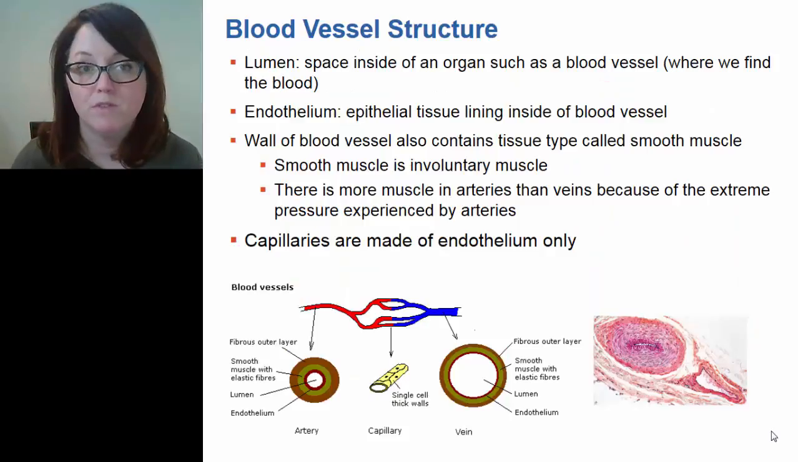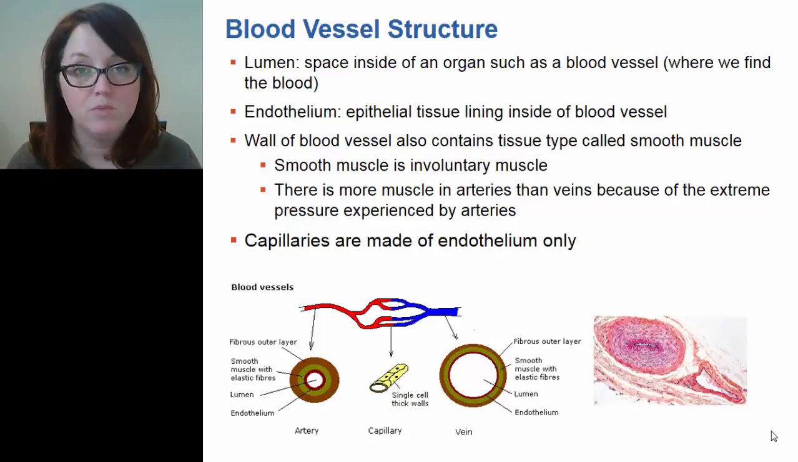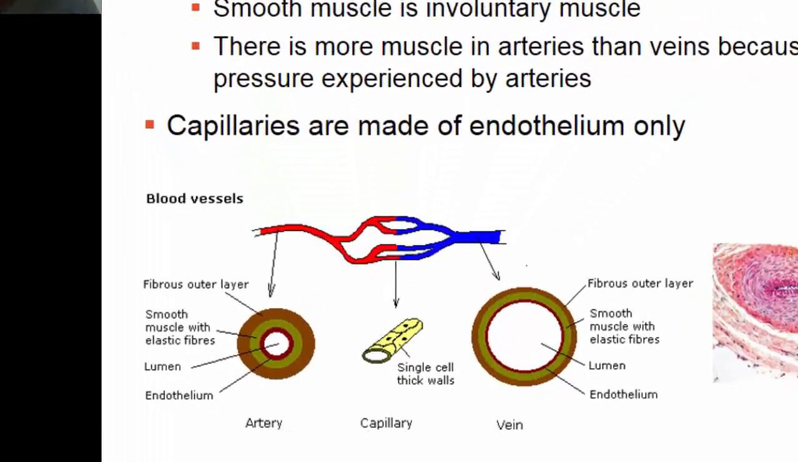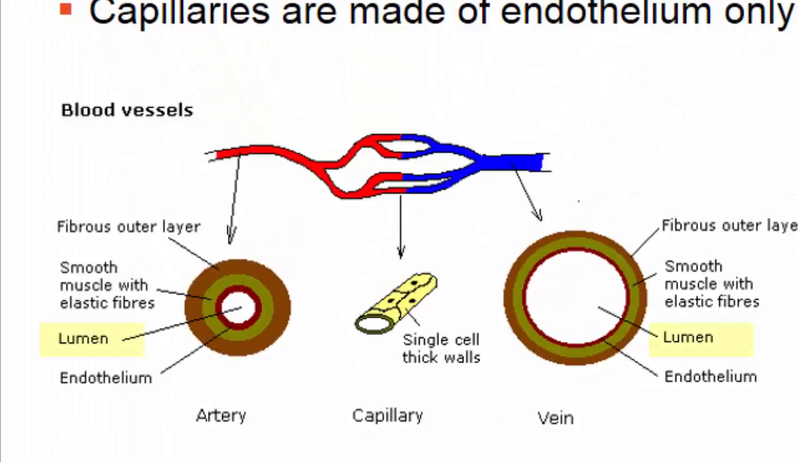Now let's take a look at blood vessel structure. Blood vessels are tubes, and all tubes have a space inside of them. The space inside the blood vessel is called the lumen. The blood is actually flowing through the lumen of a blood vessel. The layer of the blood vessel wall that's in contact with the blood, the layer facing the lumen, is called the endothelium. This is a very smooth and slippery surface that makes sure that platelets don't stick to it unnecessarily.